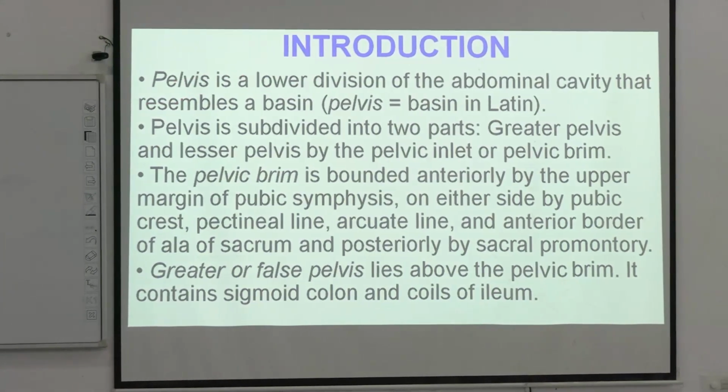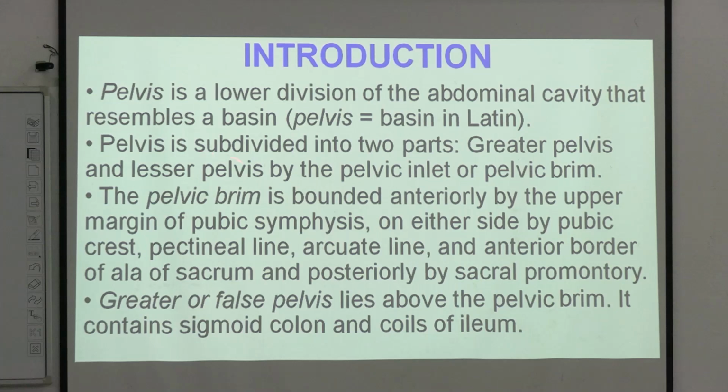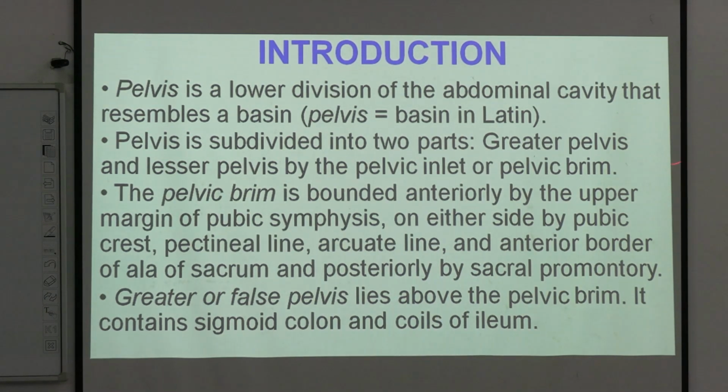So the pelvis is a lower division of the abdominal cavity and it resembles a basin. Pelvis equals basin in Latin; it comes from this Latin word. The pelvis is subdivided into two parts, the greater pelvis and the lesser pelvis, by the pelvic inlet or pelvic brim.